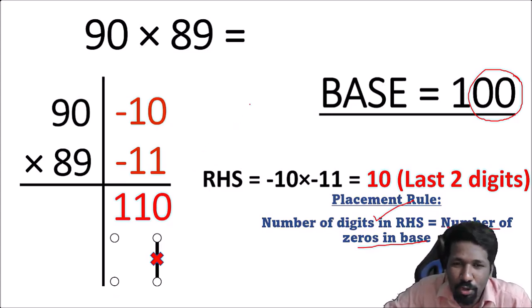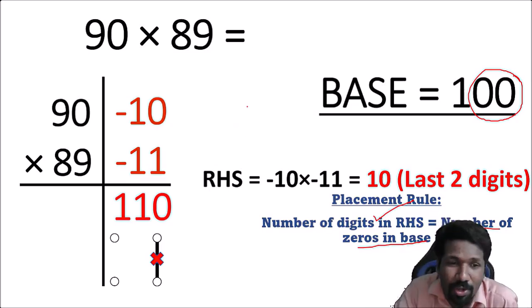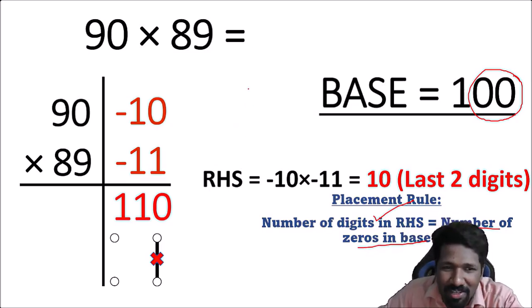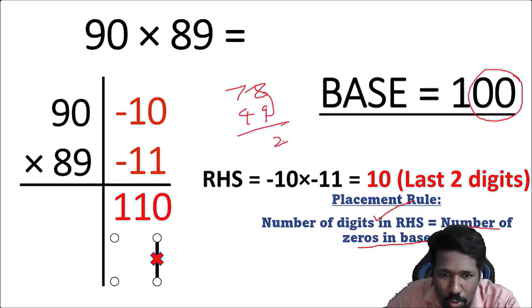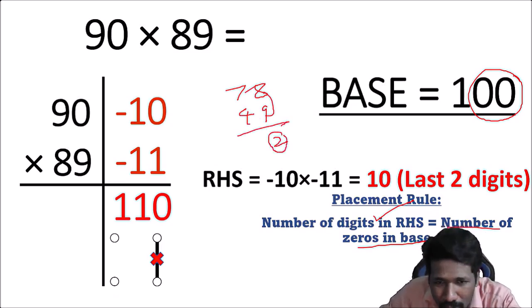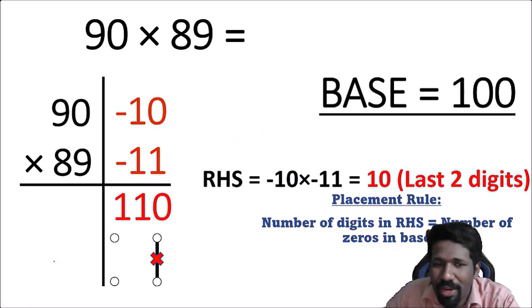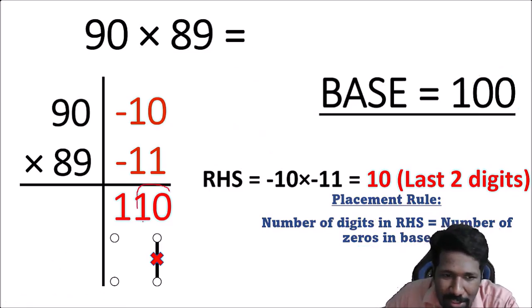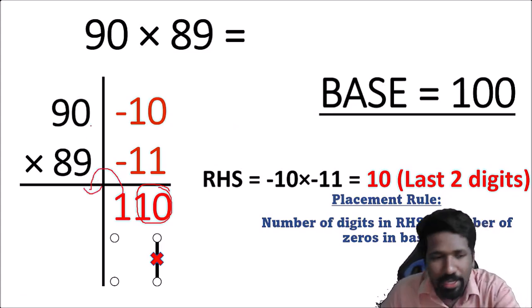Normally, when you have one place to write and you get 2 digits, what will you do? You will carry it over. For example, in normal multiplication, if it is 78 into 49, 9 into 8 is 72. You won't write 72 because you are only allowed to write one digit here. The remaining 7 will be carried over to the next step. Same thing here. You are only allowed to write 2 digits, so you write the last 2 digits, and the remaining 1 digit you carry over to the next step. What is the next step?